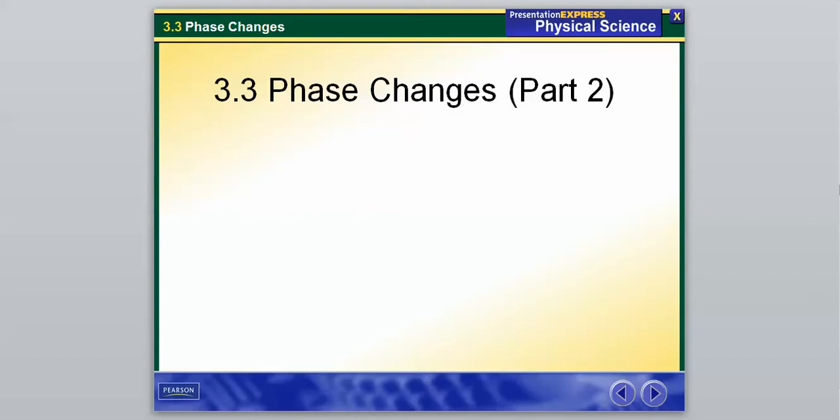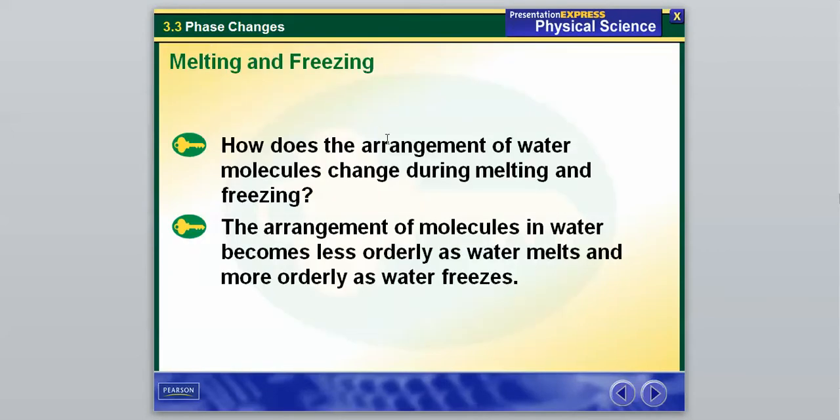So, again, now we're actually going to get into the specifics of the actual phase changes. Again, we talked about how the energy is transferred, either absorbed or released, and so now we're going to get into the specifics of what they actually are. For our first ones, probably the two most common are melting and freezing. The question we're going to ask ourselves is how does the arrangement of water molecules change during melting and freezing?